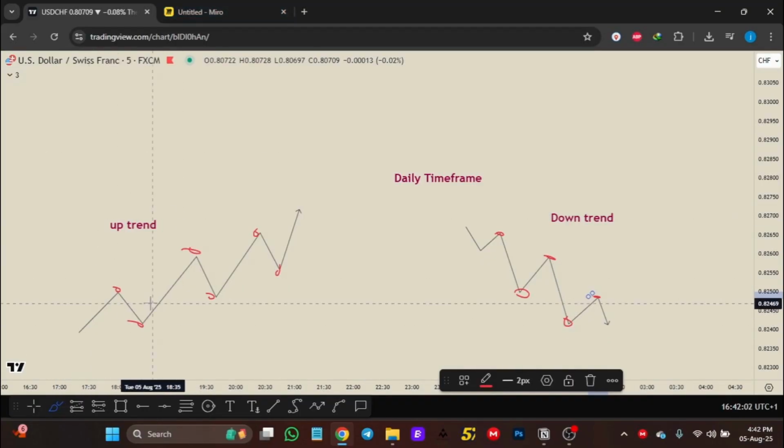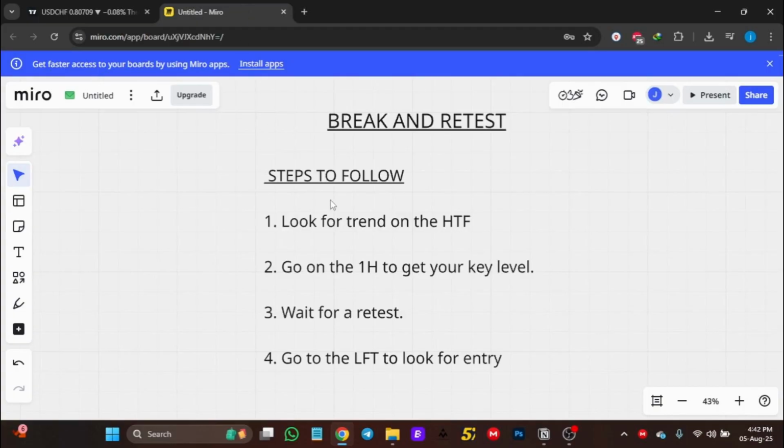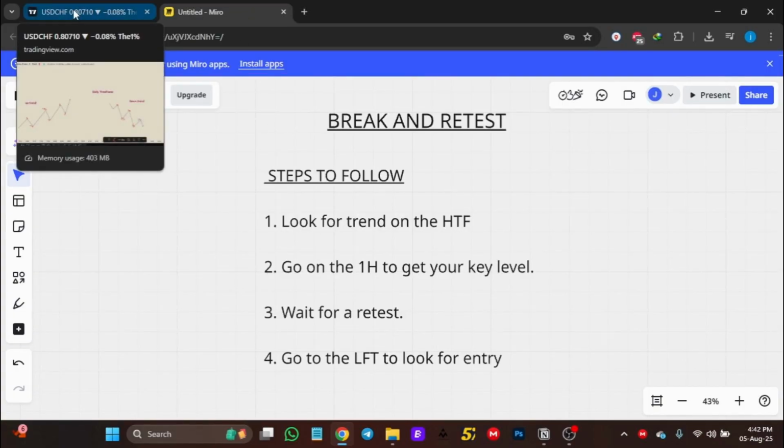So what's the next step to follow? Now we've determined the trend. You see that price is bullish or price is bearish. And then the next step is to go to your 1 hour to look for your key level. All right.